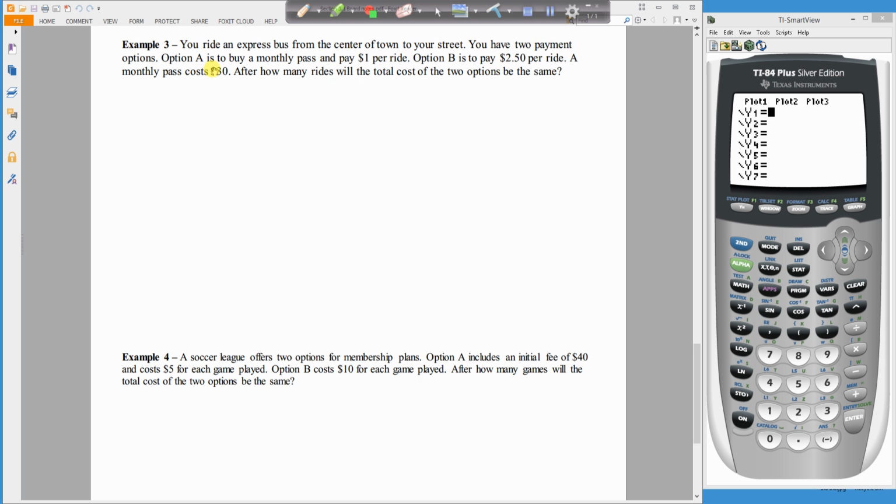Monthly pass costs 30. After how many rides will the total cost of the two options be the same? Okay, so you've got two things going on. You've got an option A and option B. Okay, and so let's write an equation for each option. All right.